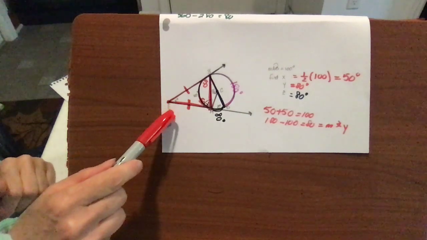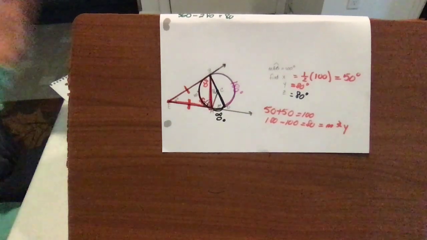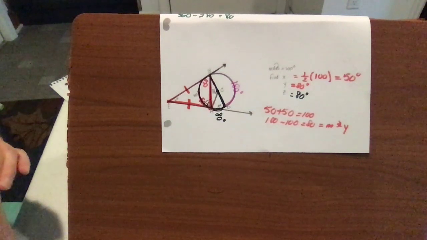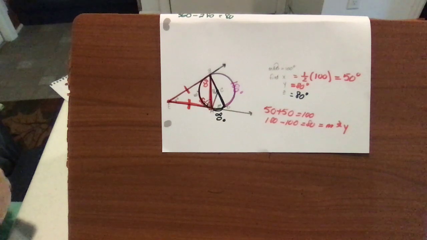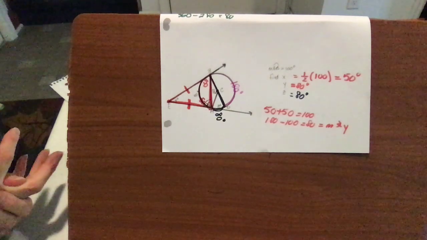Next lesson, we're going to learn another rule for this when we don't have other information to help. All right, and that is how you find the measures of inscribed angles and angles that are formed by chords and tangents, but the vertex is on the circle.